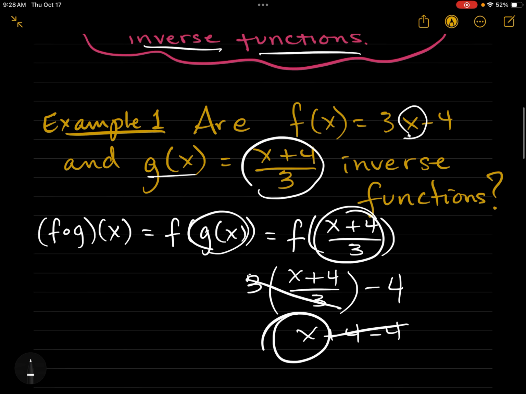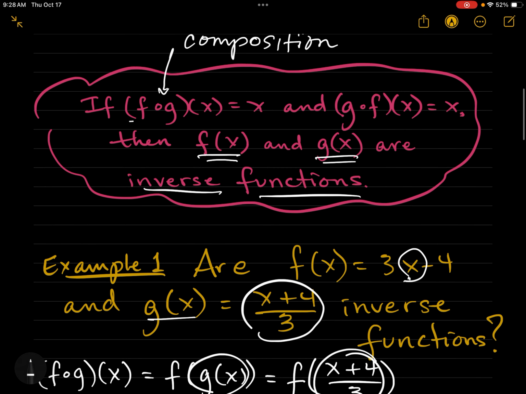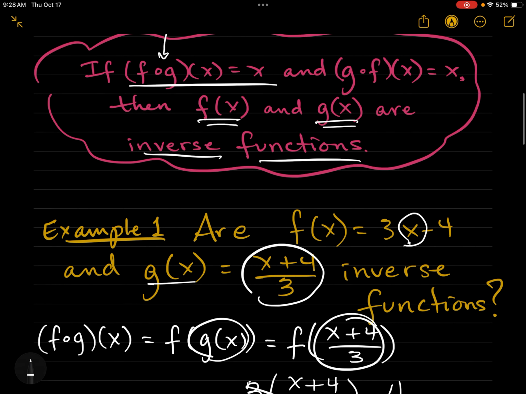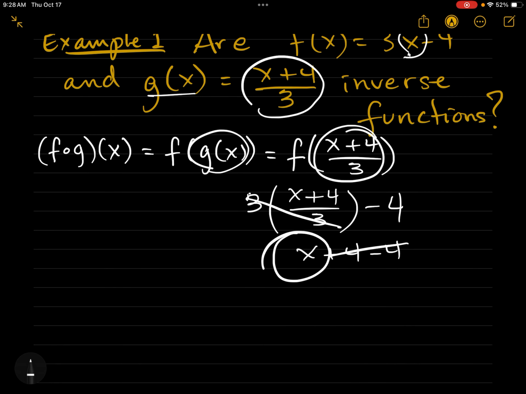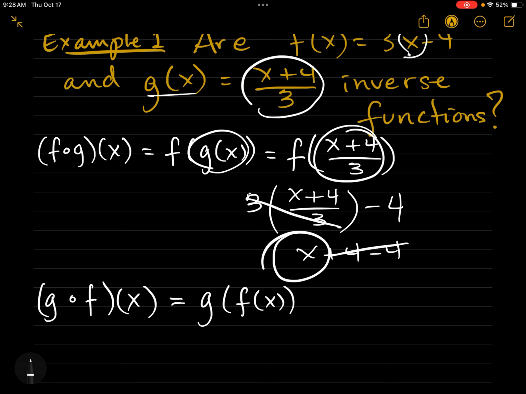And absolutely, I can see it equals x. So the first half, or the first condition, is met. But now we have to go reverse and see if we get x again. If we get x again, then we can say that these are inverse functions.